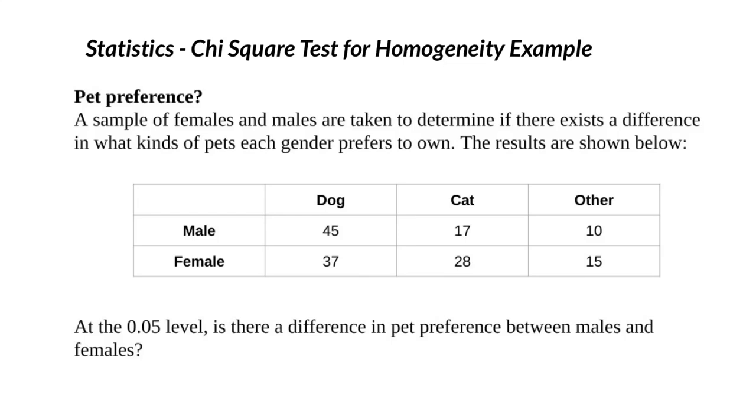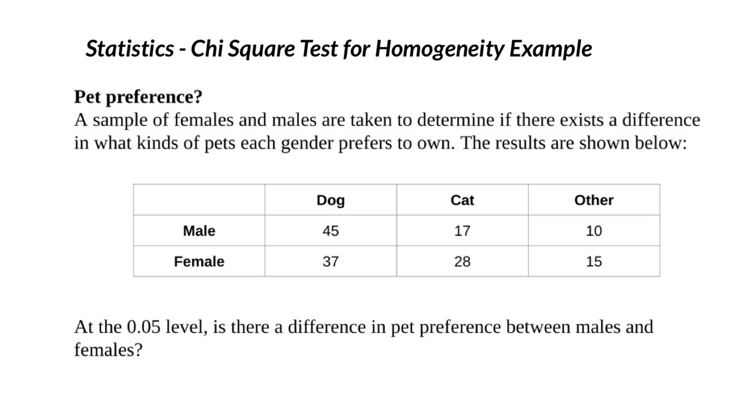I want to do an example of the chi-square test for homogeneity. In an earlier video, I talked about how you would tell the difference between this kind of chi-square test and the chi-square test for independence. And I'll talk again briefly about why this is homogeneity.